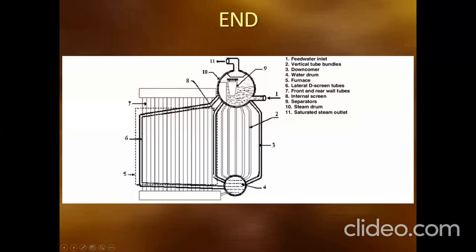So, this is the end of this topic. Now, these are the parts. 1, feed water inlet. 2, vertical tube bundles. 3, downcomer. 4, water drum. 5, furnace. 6, lateral tube. 7, front and rear wall tube, the water wall. 8, internal screen. 9, separator. 10, steam drum. 11, saturated steam outlet.